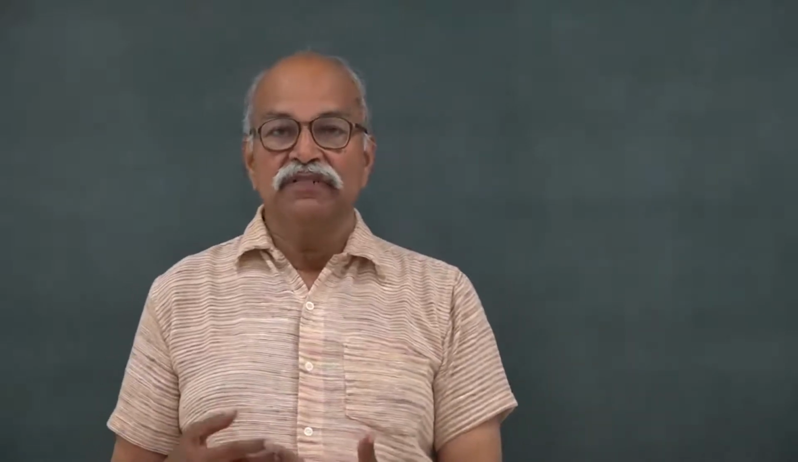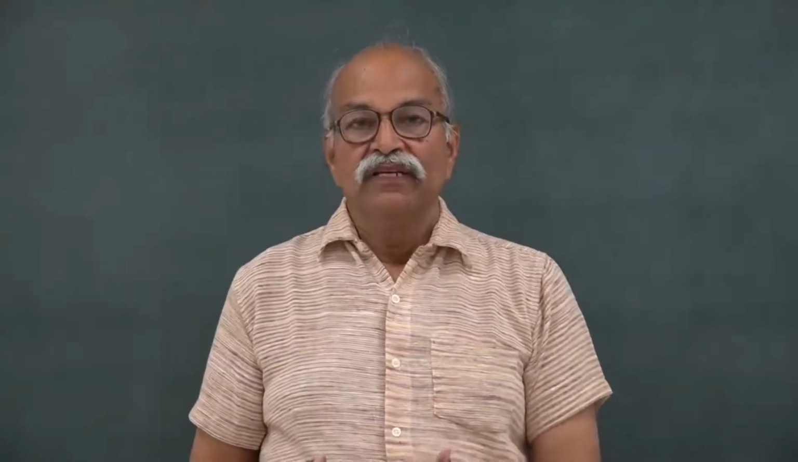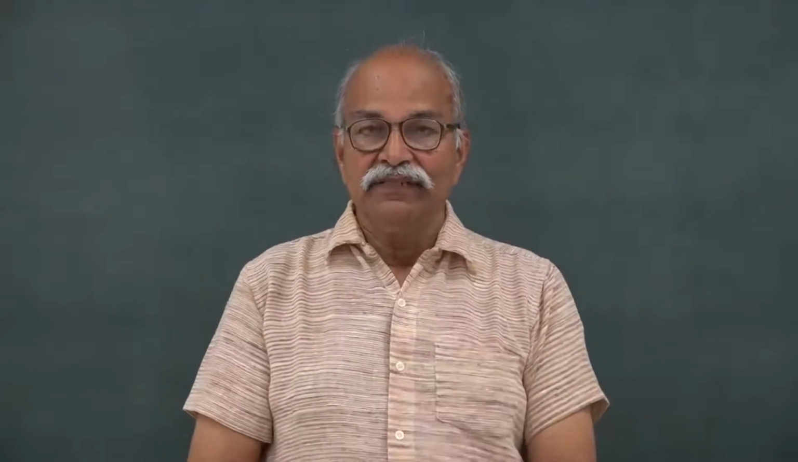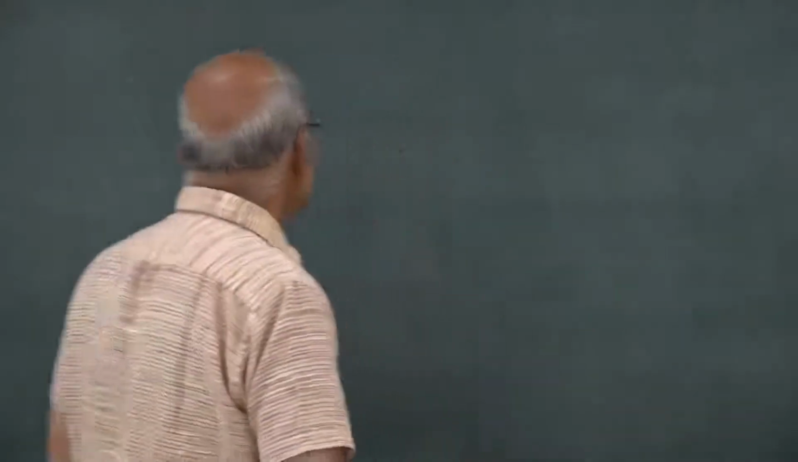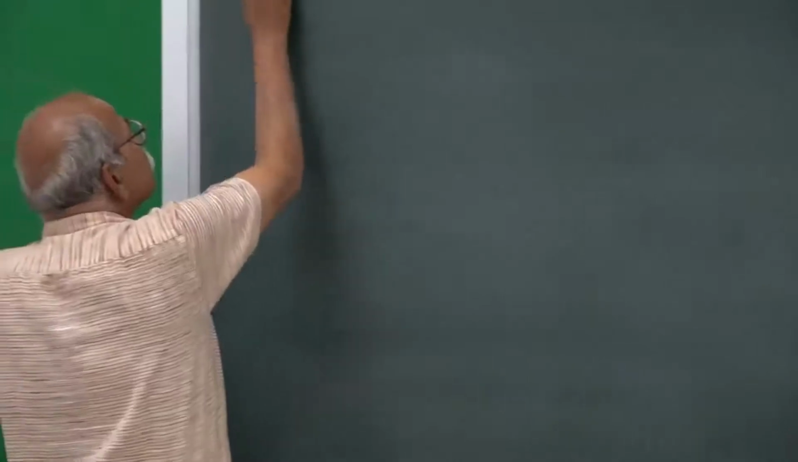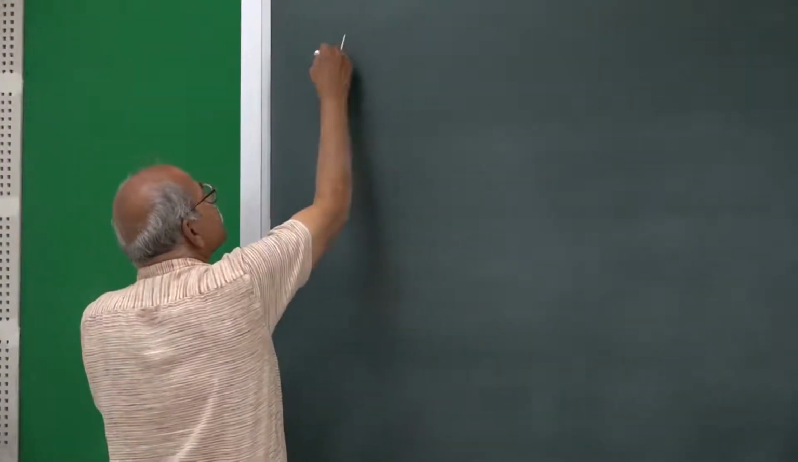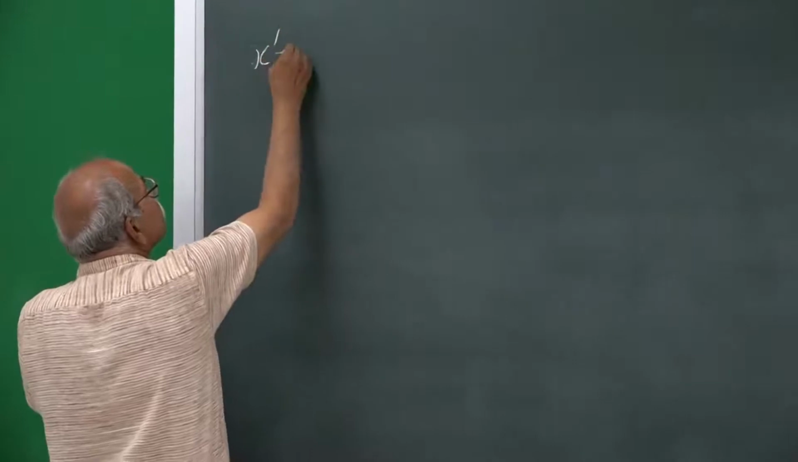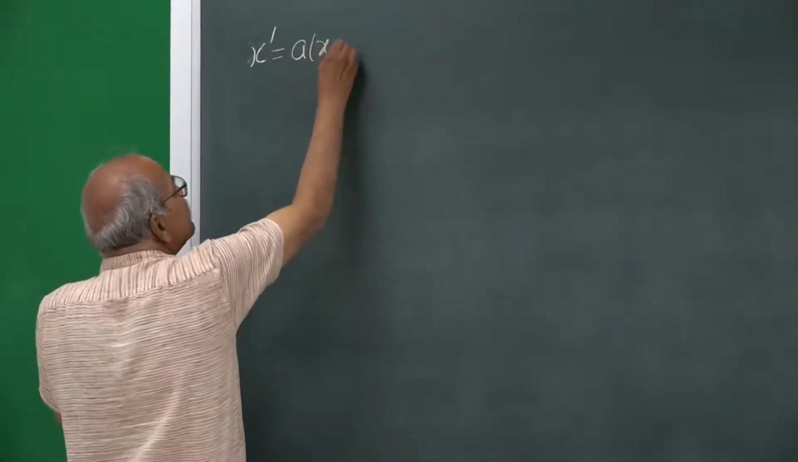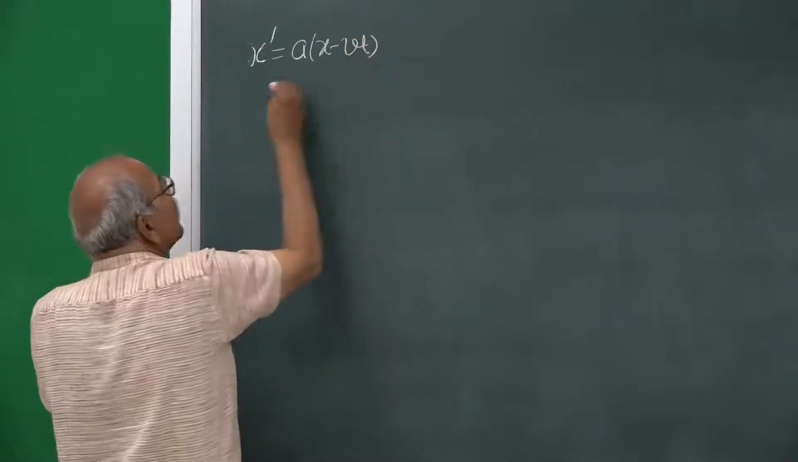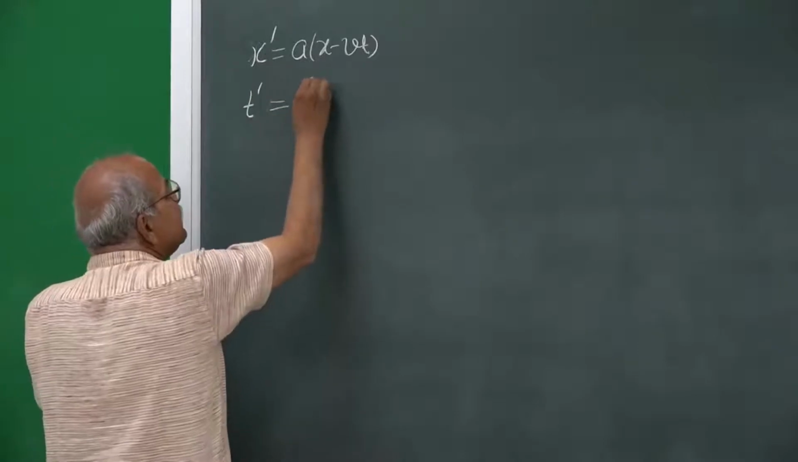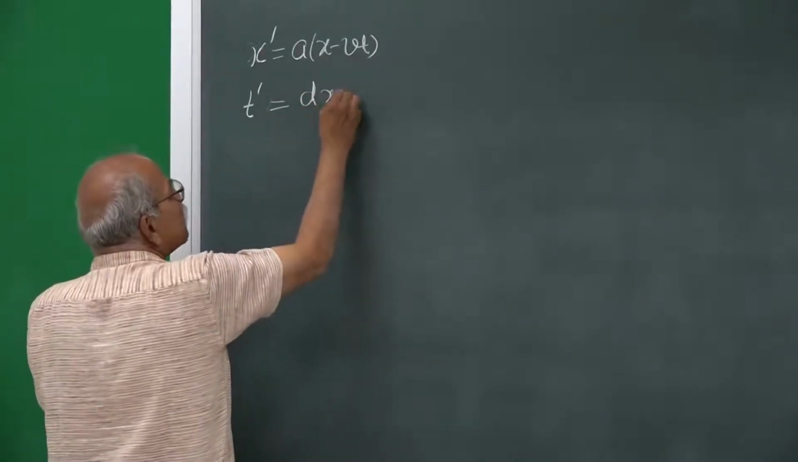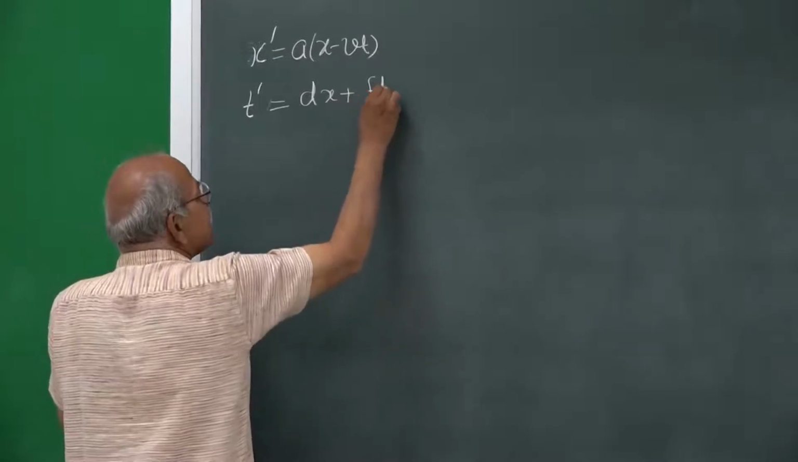Then, together with homogeneity of space, homogeneity of time, and isotropy of space, we started writing equations and we reached a stage where x prime was some constant times x minus v t, and t prime was some d x plus f t.